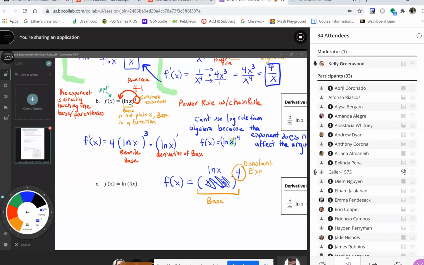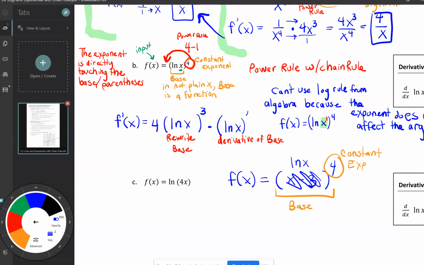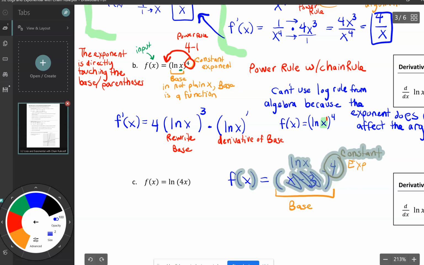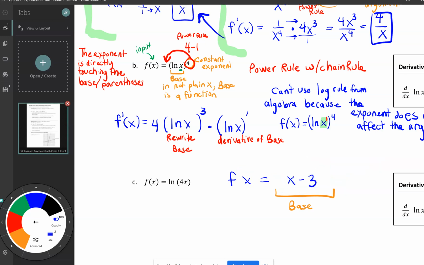Jocelyn has a question: why multiply by the derivative of the base? Our fundamental rule for any derivative is that if your function involves a composite function, meaning you plugged a function into a function, it's a more complicated function. Then you have to take the derivative of that composite function.